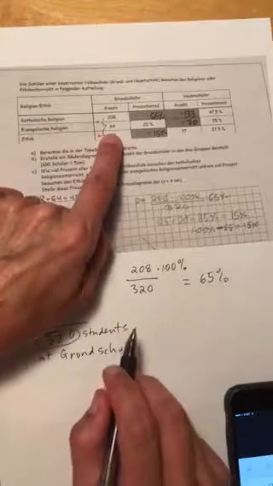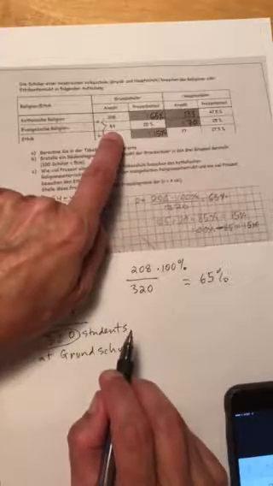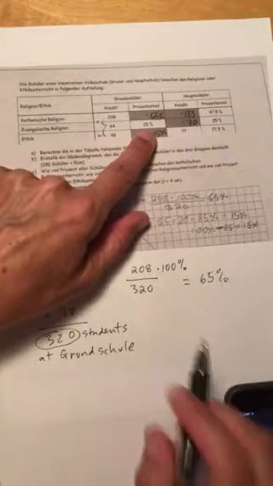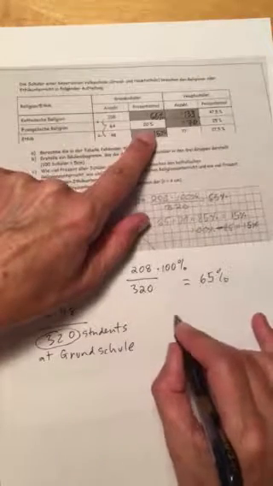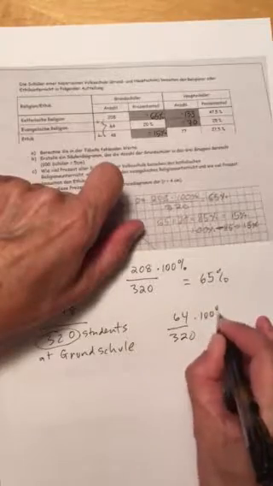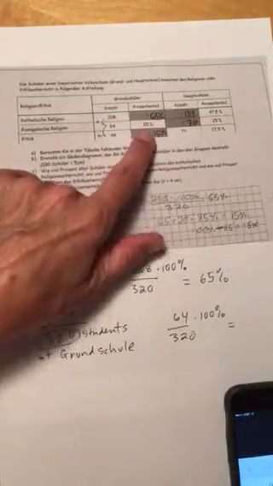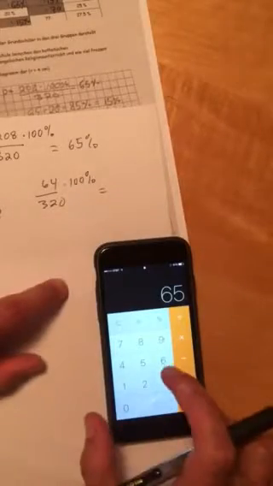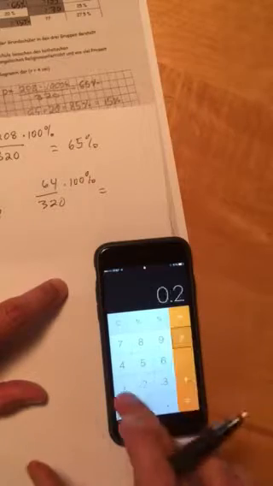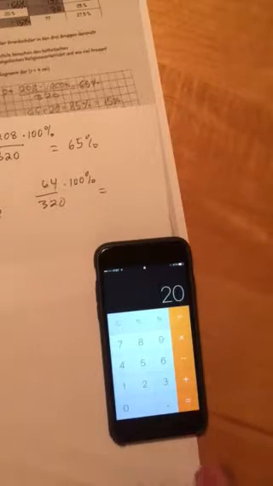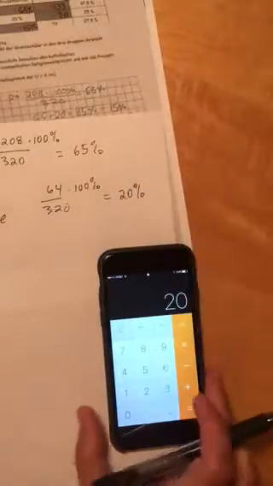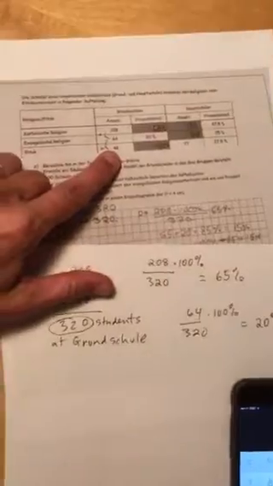This next line is already done for you. How many do Evangelisch? 64, and they're already telling us that that's 20%. We can check it by saying, well, what would 64 divided by 320 times 100% be? And we're hoping that that's going to be this 20%. So we check 64 divided by 320 times 100, and it's 20%. Okay, but that was already given to us. We didn't even need to figure that one out.